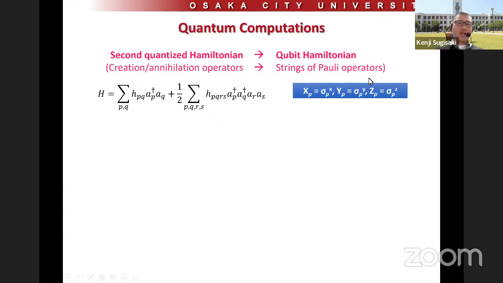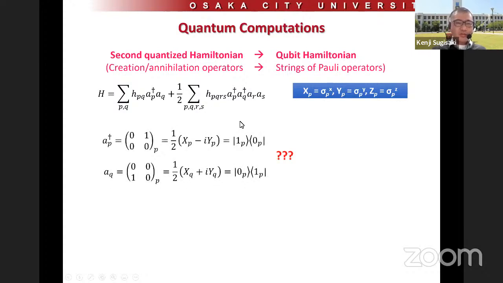If we use the direct mapping, we can anticipate that the creation operator can be represented by this operator, where p in the subscript corresponds to the p-th qubit. If we transform the zero state to the one state, it corresponds to the creation operator, and if we change the one state to the zero state, it corresponds to the annihilation operator.